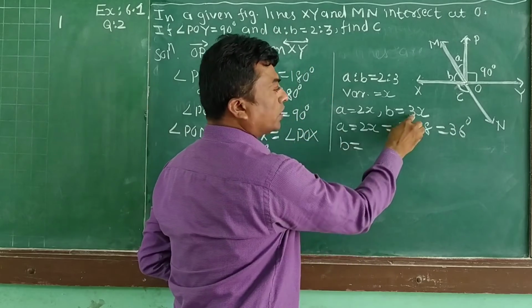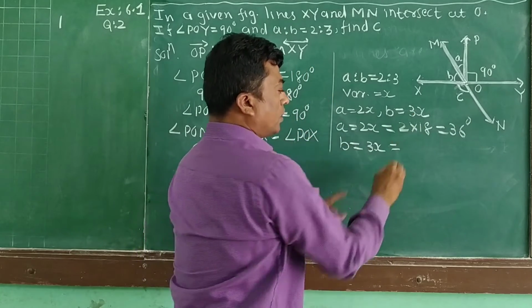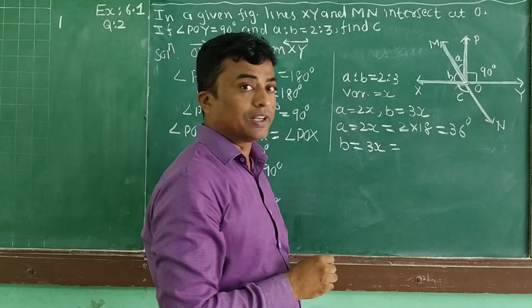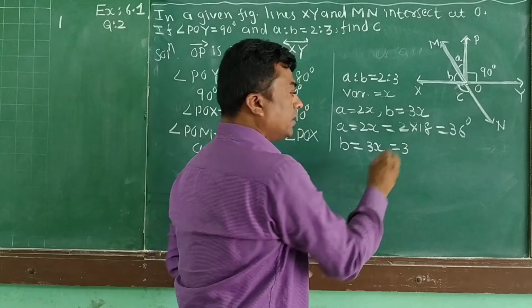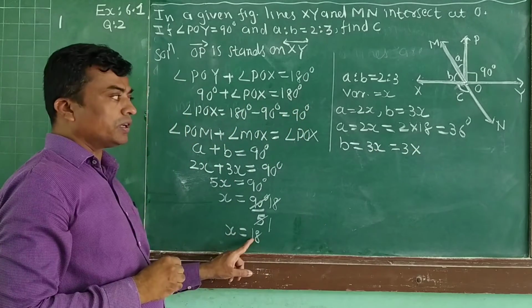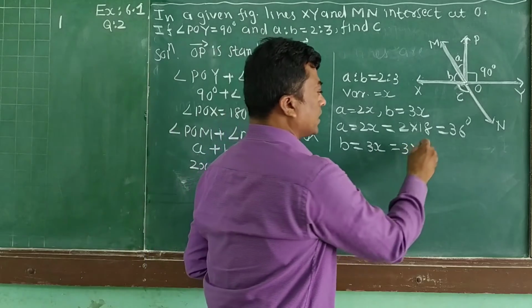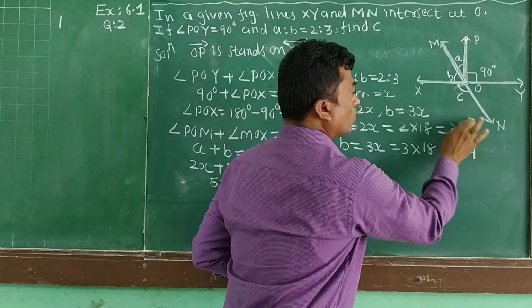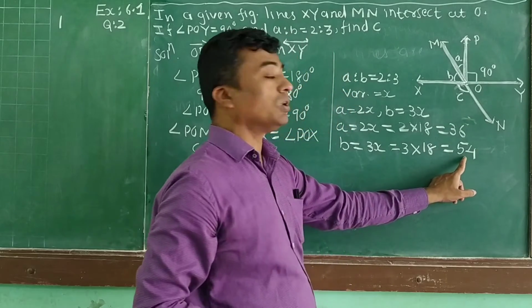Then b is equal to what? 3x. Between 3 and x any sign is not given, so we can write a multiply sign. So 3 multiply x. X is equal to 18, so instead of this x we can write 18. Now 18 3s are 54. So b is equal to 54.